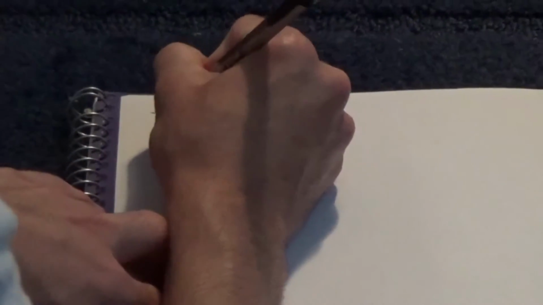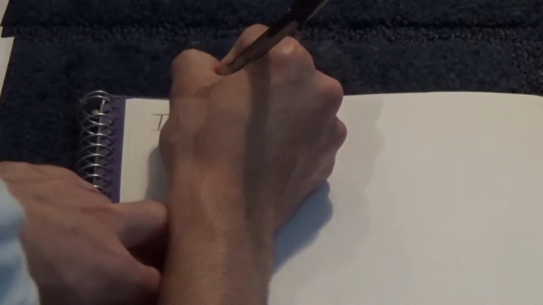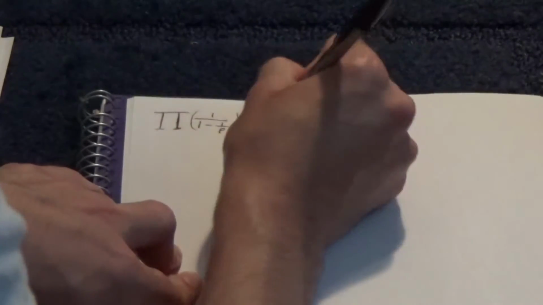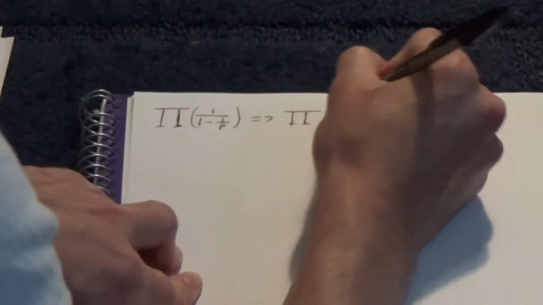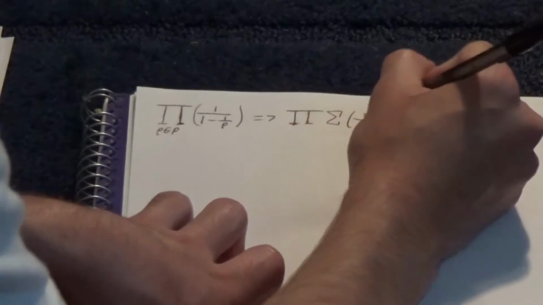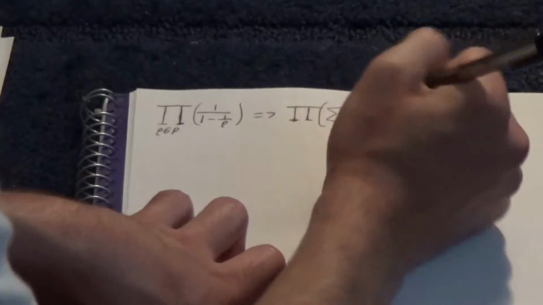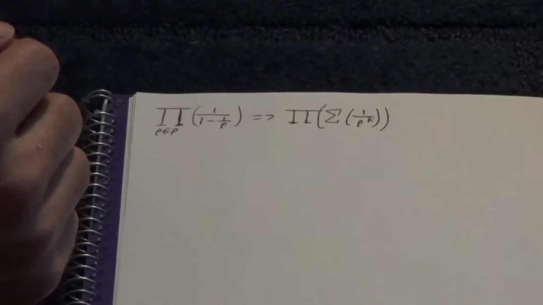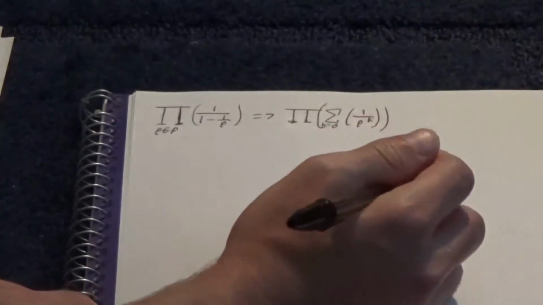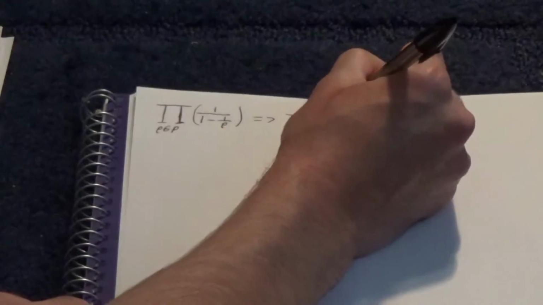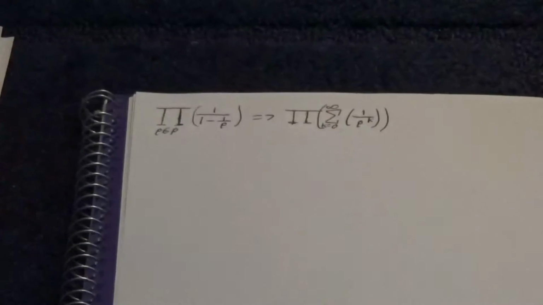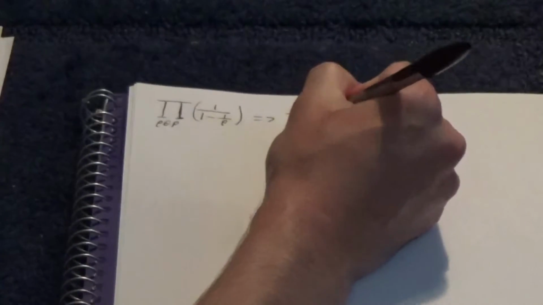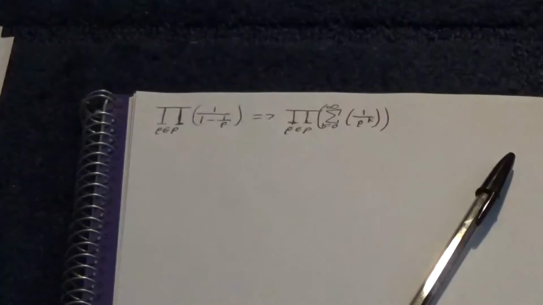And so let me write that out. What we know is that this product becomes the product of a sum. And this sum, you'll note, is equal to the sum of 1 over p to the k, starting with k equals 0 and going to infinity, because we're considering it as an infinite convergent geometric sum, where p is, of course, a prime number.